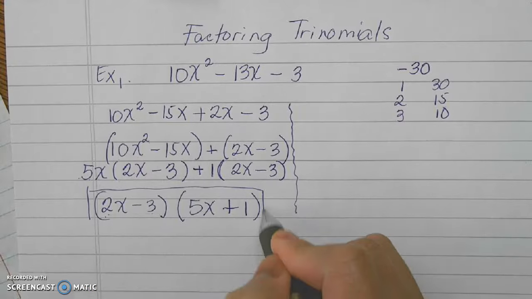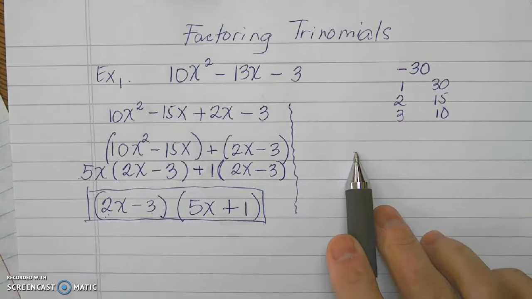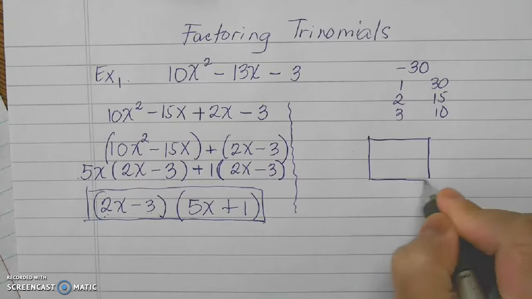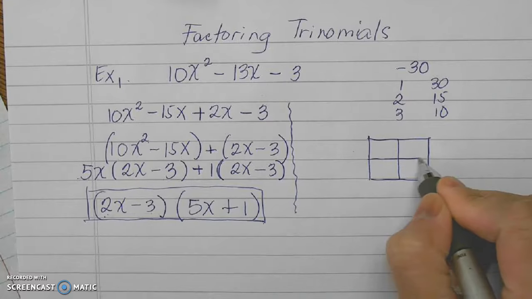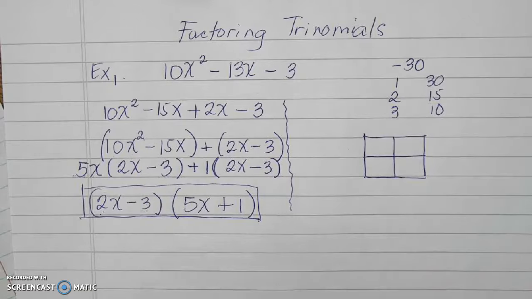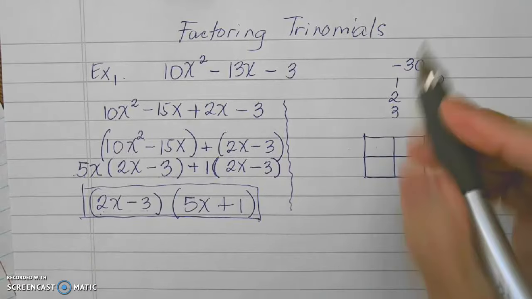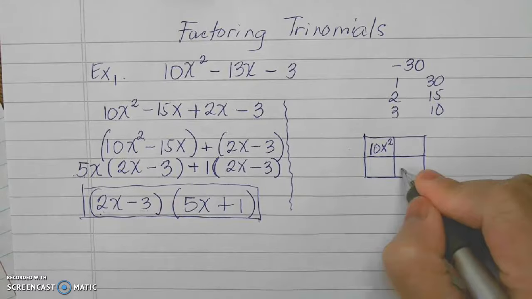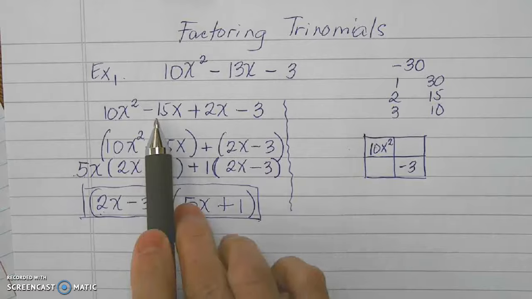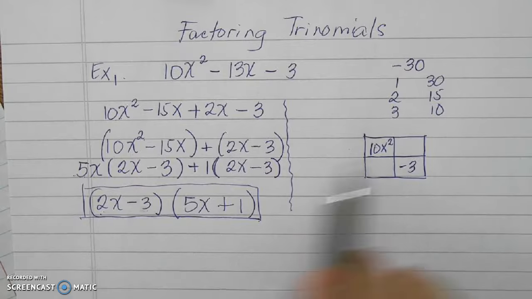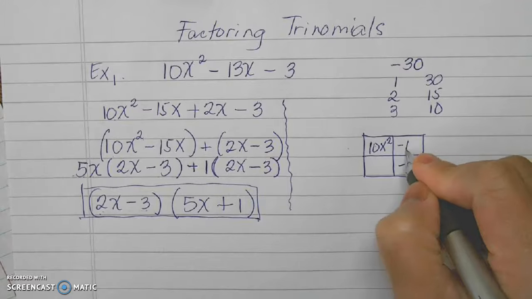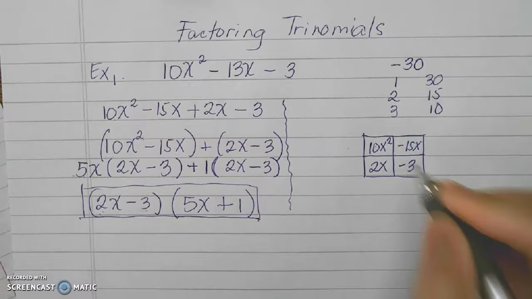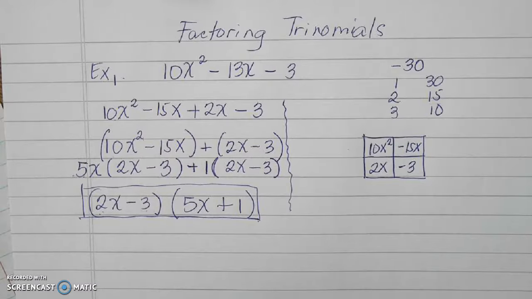The reason for this part right here is because I'm going to use the box method. And this is how we use the box method. You're going to put this on that first box automatically, 10x squared. You're going to put the last term right here. And these two can be here. Either way, it won't matter how you order them. 2x. All right, now let's begin the factoring.